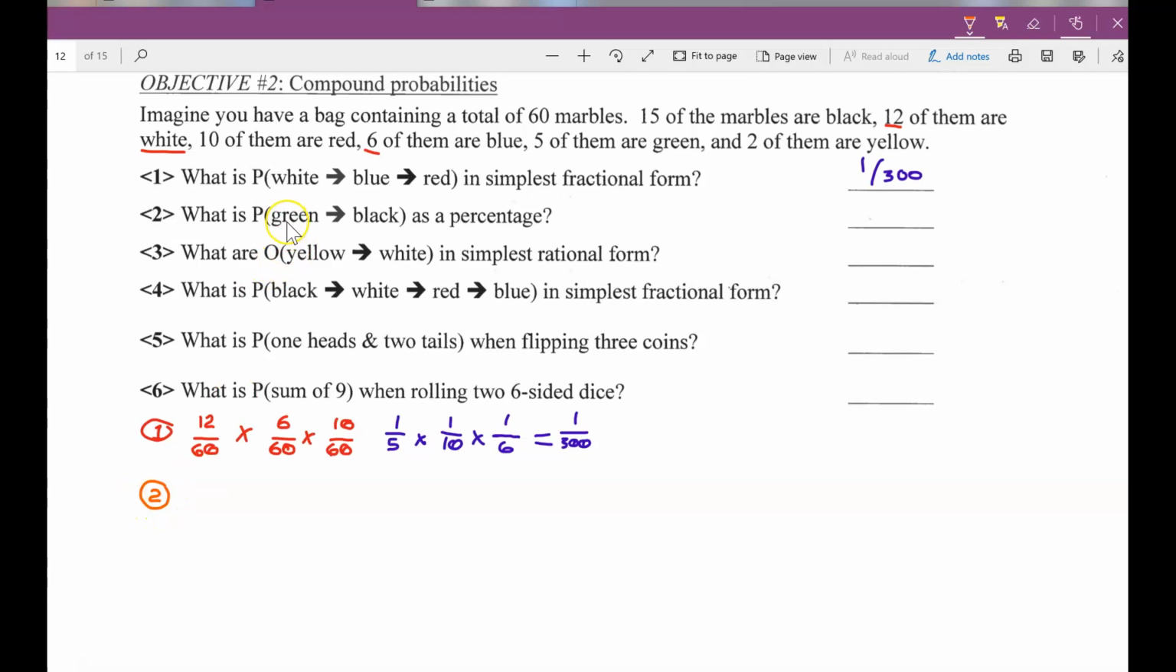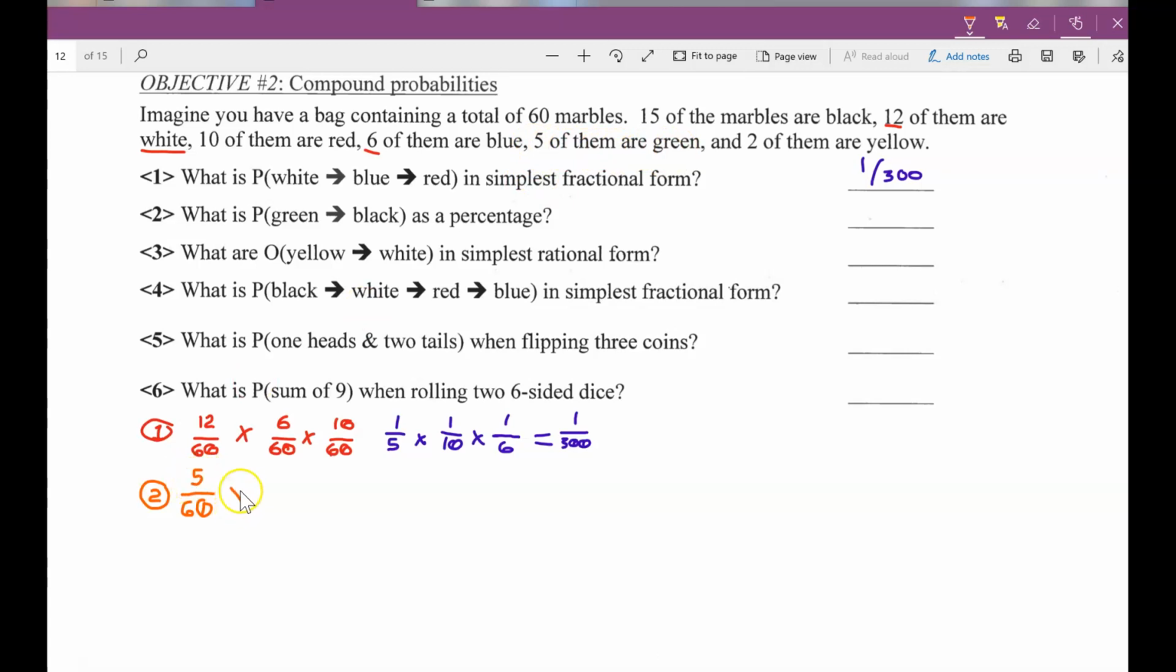Okay, first thing we got to write down is the probability of green. Well, we know the denominator is going to be 60. How many of them are green? 5. 5 of them are green. We write 5 out of 60.